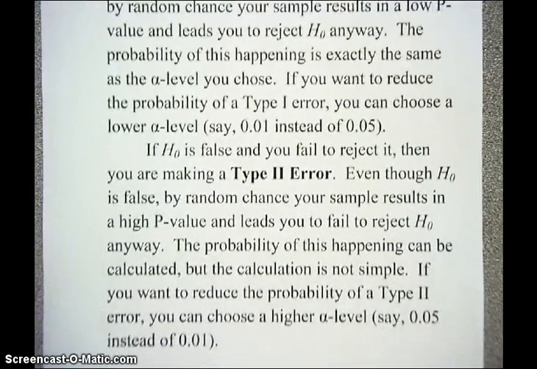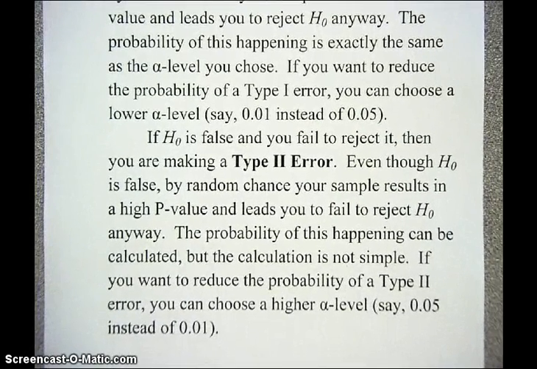Now, here's another way you can go wrong. If the null hypothesis is false and you fail to reject it, then you're making a type 2 error. Even though the null hypothesis is false, by random chance your sample results in a high p-value and leads you to fail to reject the null hypothesis anyway. The probability of this happening can be calculated. The calculation is not simple. We'll look at that later on.